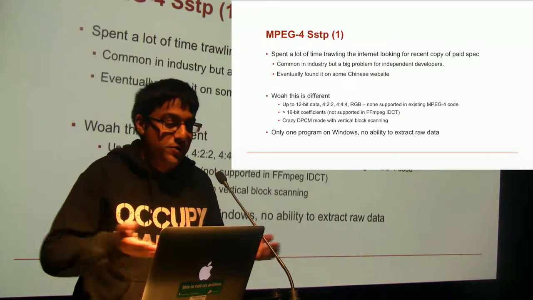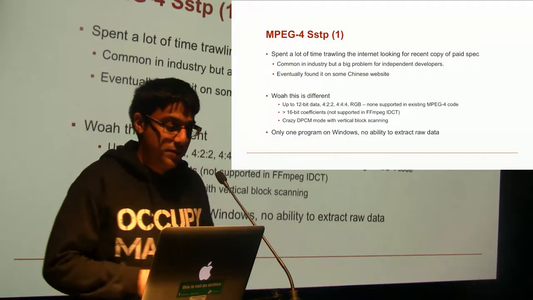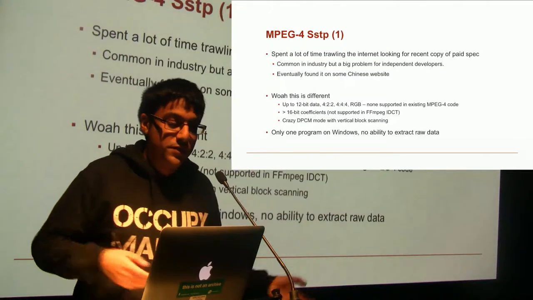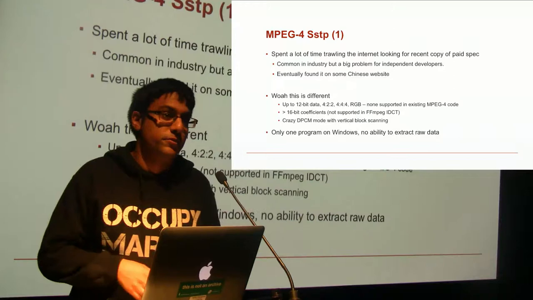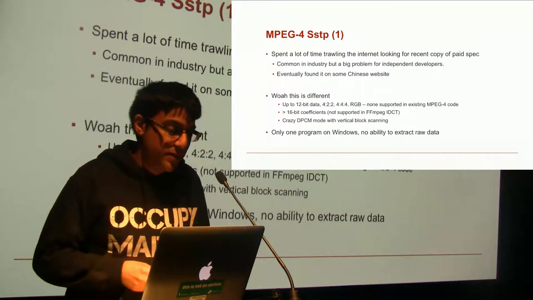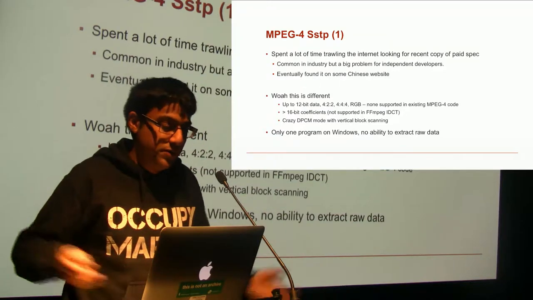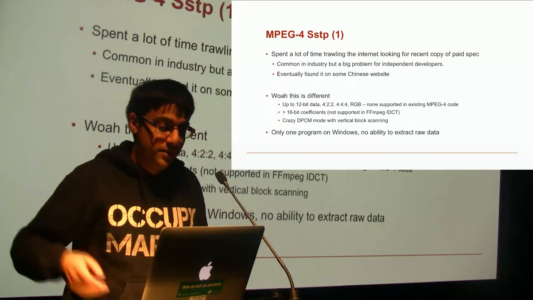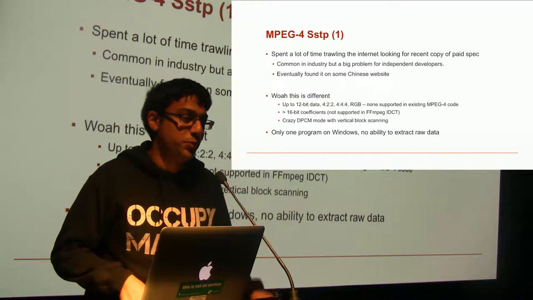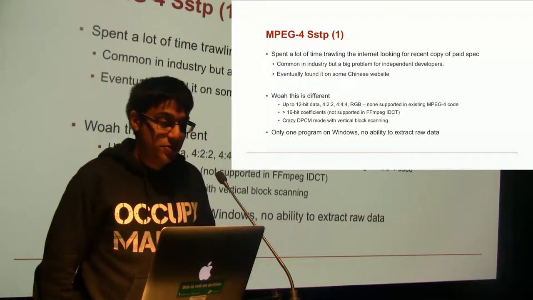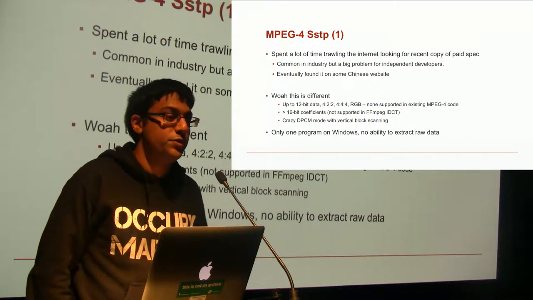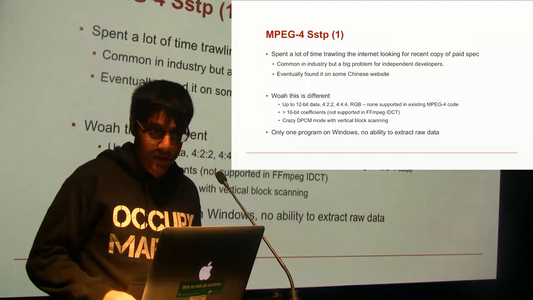But the thing was, wow, this is different to everything I've ever seen before. 12-bit data, 422, 444, RGB. None of this is supported in the existing code design that was probably 15 years old by now. 16-bit coefficients, so high quality stuff. And this really crazy PCM mode, so lossless mode, where the block is scanned not as you normally think from left to right, but bottom to up. Very strange. Only one program, seemingly on Windows from Sony, was able to play this, but you couldn't extract the raw data to actually compare it.